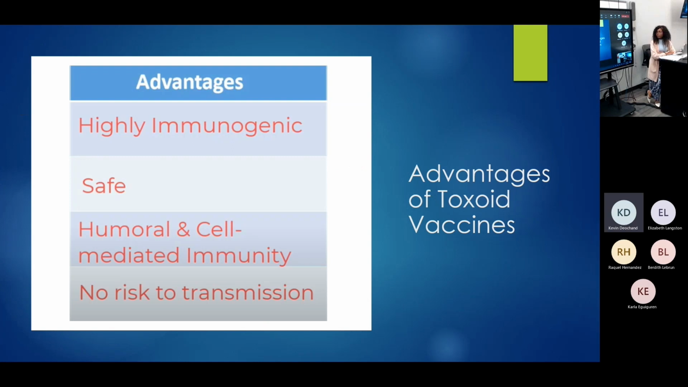The advantages of the vaccines: it is highly immunogenic, which means it has a strong immune response. It is safe because it contains exotoxins from the pathogens. It has humoral and cell-mediated immunity, so it has antibody and T cell immunity, and there is not much risk of transmission.